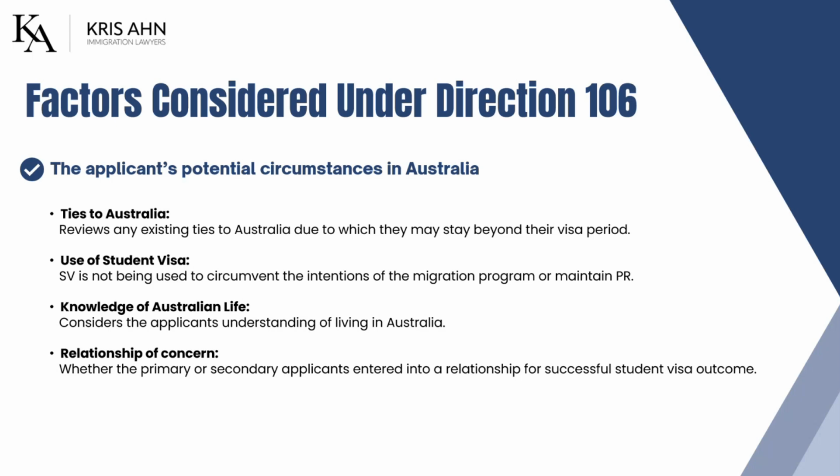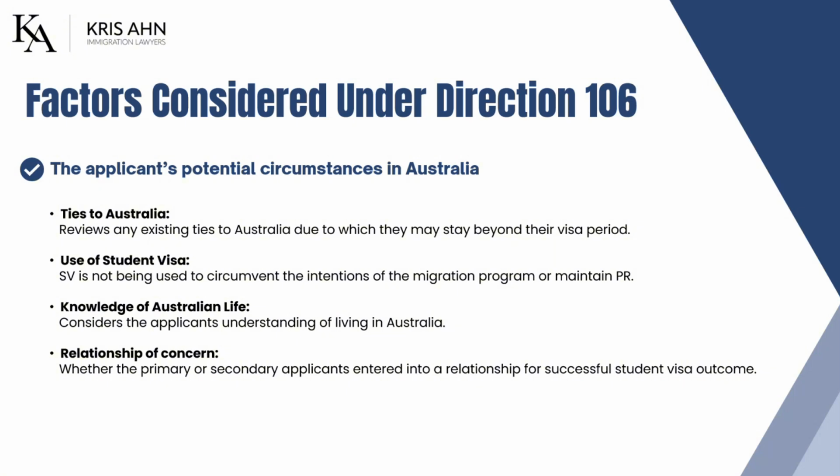Use of student visa. The student visa is not being used to circumvent the intentions of the migration program or to maintain PR. So if I'm intending to complete the course and my intention is to get the PR in Australia, then the case officer needs to see in my statement of purpose what my primary goal is. So basically, if you're showing your primary goal is to study in Australia and go back to your home country and work in a particular field, or you're going to start your own business, then it will be a great help.